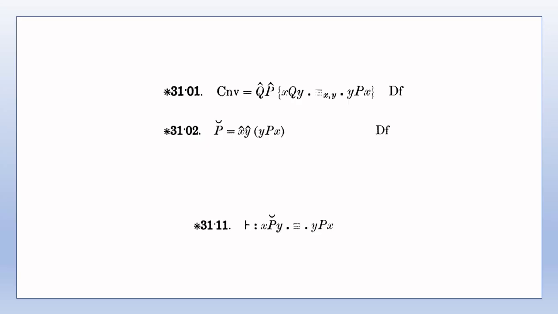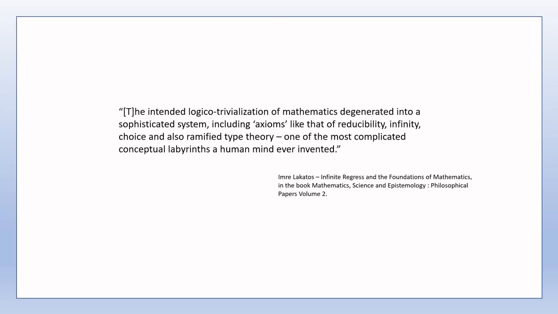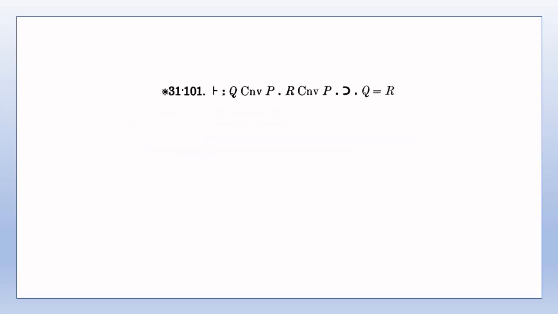Almost every sentence seems to be necessary at some point. And it's not for no reason that, speaking about the system of Principia Mathematica, Imre Lakatos says in his article Foundations of Mathematics that the system of Principia Mathematica is one of the most complicated conceptual labyrinths a human mind ever invented. Anyway, Proposition 31.101 says that there is a unique converse of a relation.